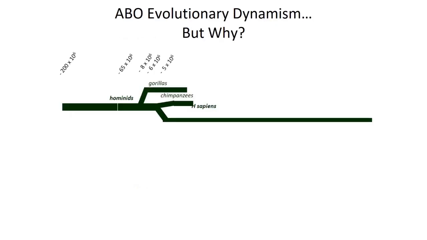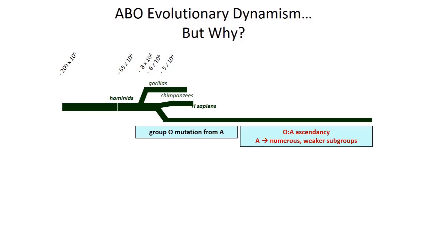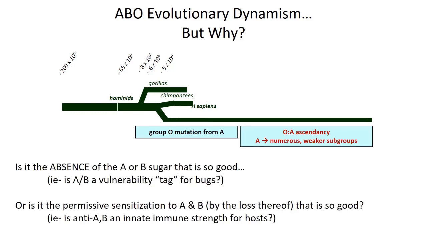Now, ABO evolutionary dynamism, what's the story there? The ABO system began its mutations, and specifically the O mutation, roughly 5 million years ago. And it's been an ascendancy ever since, with the dominance of O and the increasing diversity of weakened subgroups of A. So, in essence, an apparent attempt in evolution to escape one's A.